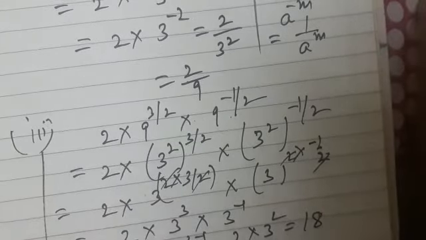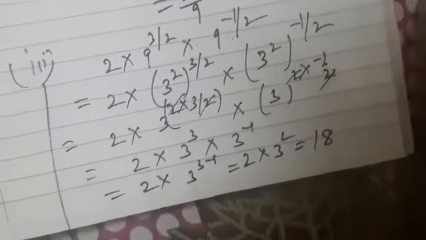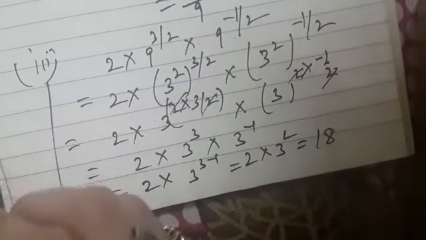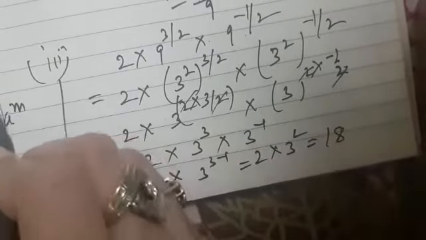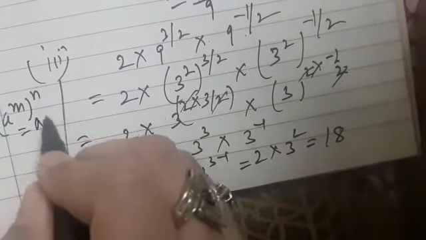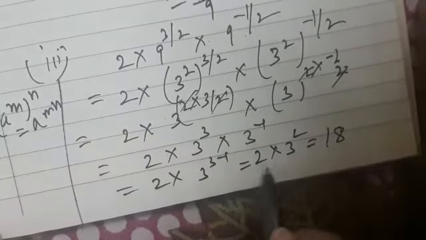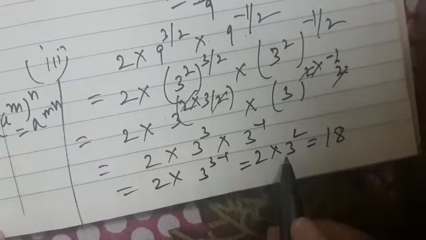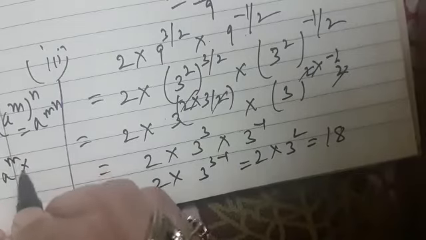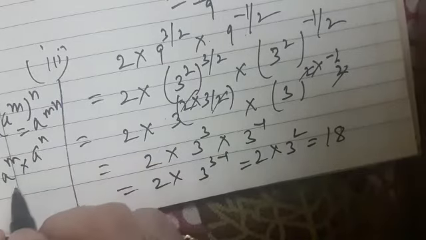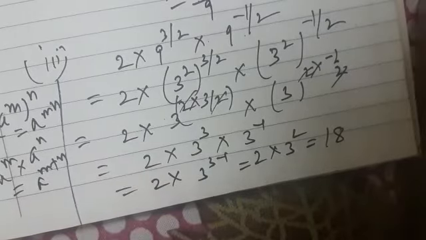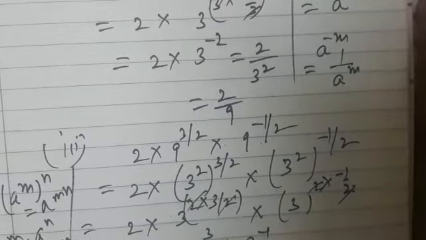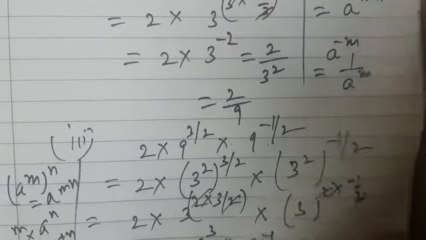Please write down the laws which you have used over here. Here we have used one law, a raised to the power m raised to the power n is equal to a raised to the power mn. Another which we have used here is a raised to the power m into a raised to the power n is equal to a raised to the power m plus n, right? So we need to write down the laws of exponents in the reason. Okay, so this is question number 4.